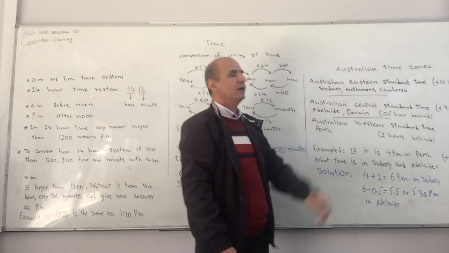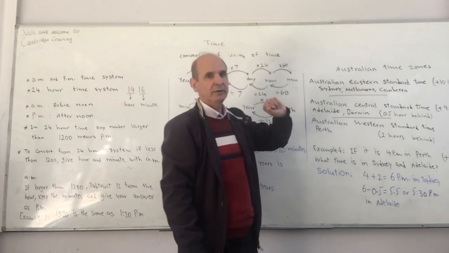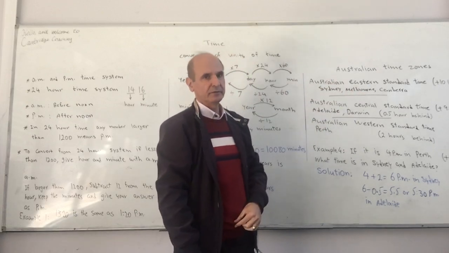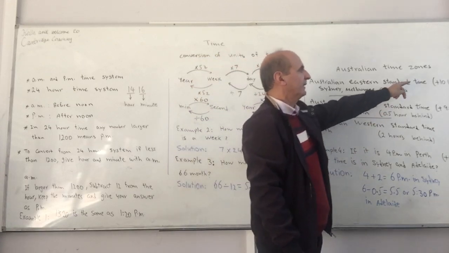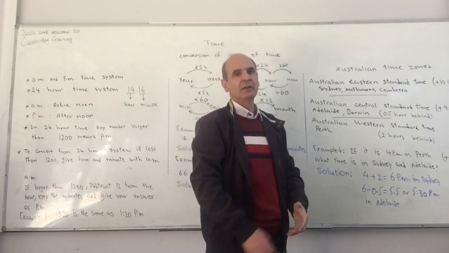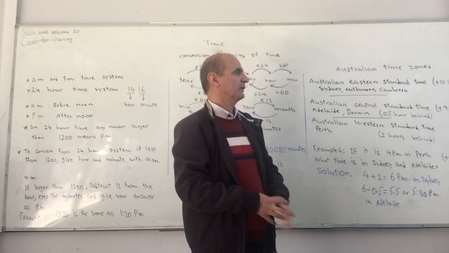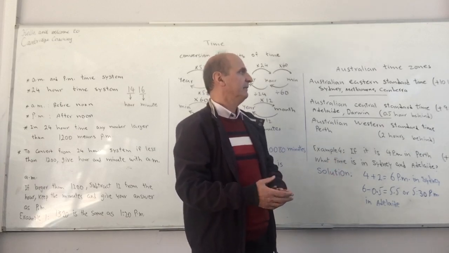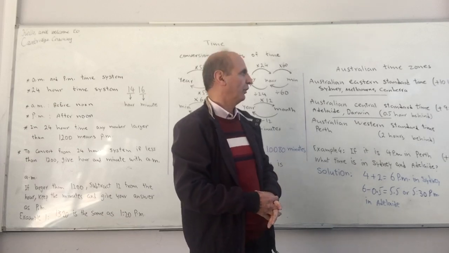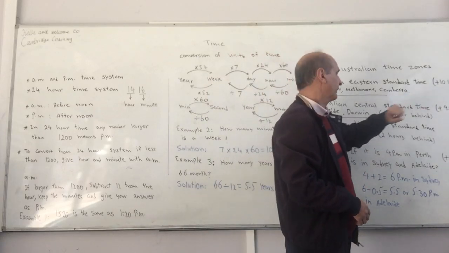The next thing we are talking about is Australian time zones. Australian Eastern Standard Time applies to Sydney, Melbourne and Canberra. They use Australian Eastern Standard Time, and it is 10 hours ahead of UTC. UTC is Universal Coordinated Time, which the time of the whole world is calculated based on. So Sydney is 10 hours ahead of that. Sometimes they also call it Greenwich Mean Time. So we are 10 hours ahead of Greenwich in Sydney.